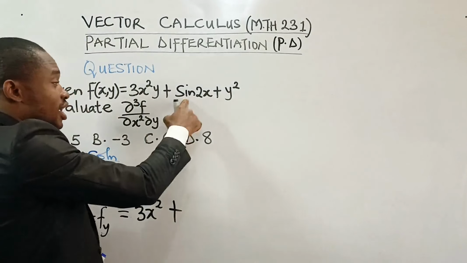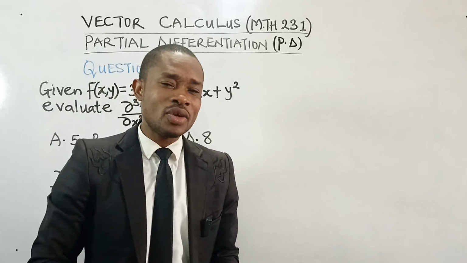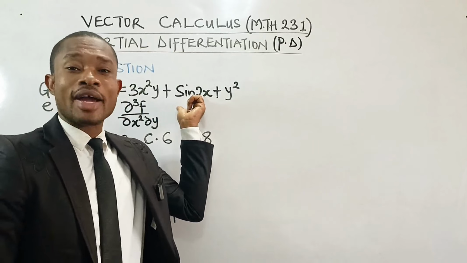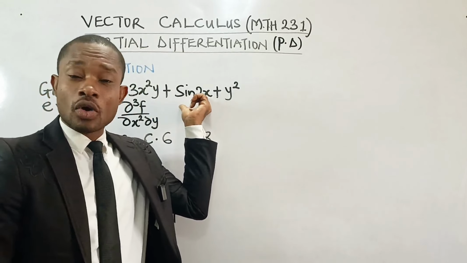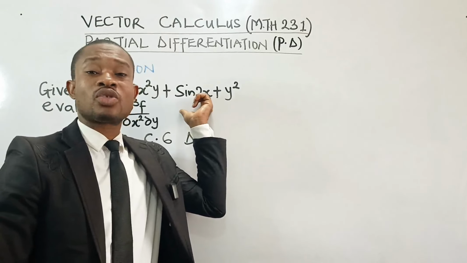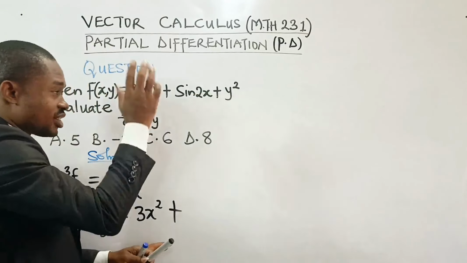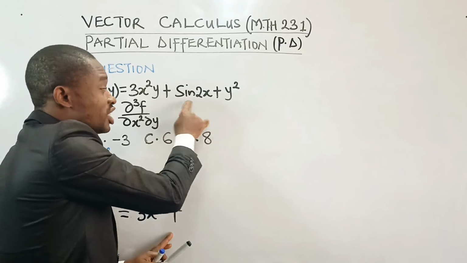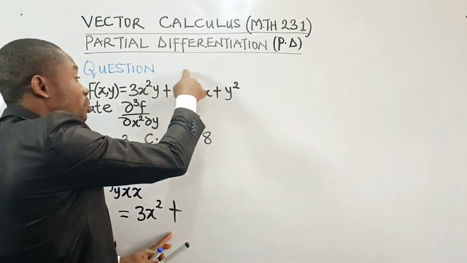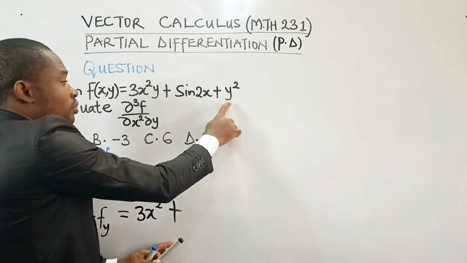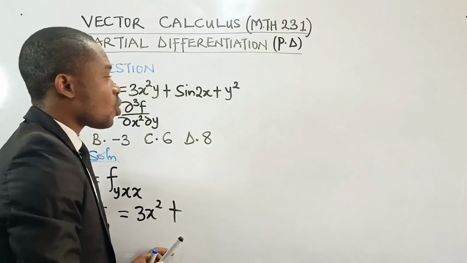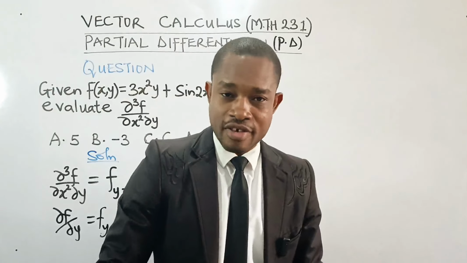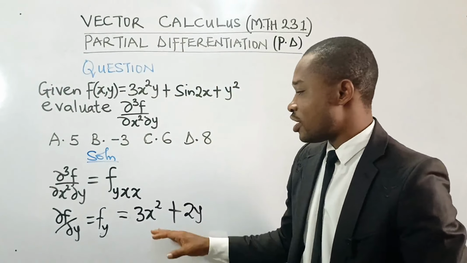Then plus, come to this sine 2x, differentiate it partially with respect to y. Now if you look at this sine 2x, there is no y multiplying it. Therefore, if you differentiate it partially with respect to y, you are going to get 0. It's gone. It's not going to survive because you are differentiating partially with respect to y. There is no y multiplying this sine 2x at all. Come to this y squared, differentiate y squared with respect to y, you get 2y. This is our first derivative. This is our first partial derivative.